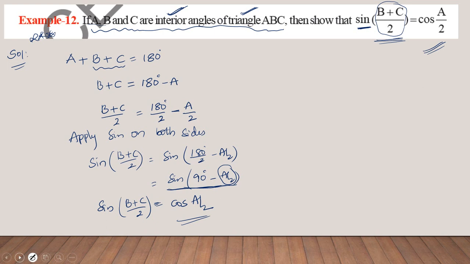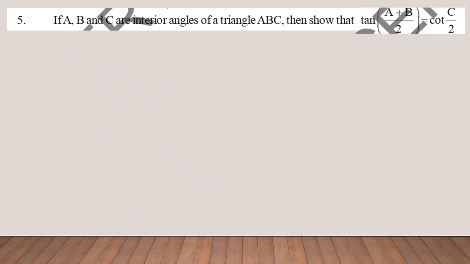The same type of question is asked in your exercise also. Let us see that. Question number 5, right? What he has given is tan of A plus B by 2 is equal to cot C by 2, and A, B, C are the interior angles of a triangle. I have made the questions similar, one after the other, so that you can easily understand. Clearly, since the sum of angles of a triangle is equal to 180 degrees, A plus B plus C is equal to 180 degrees.